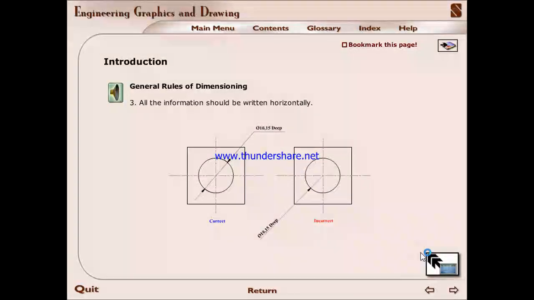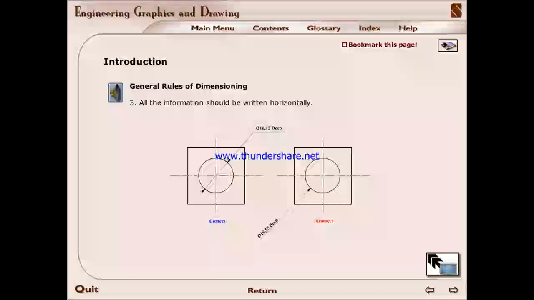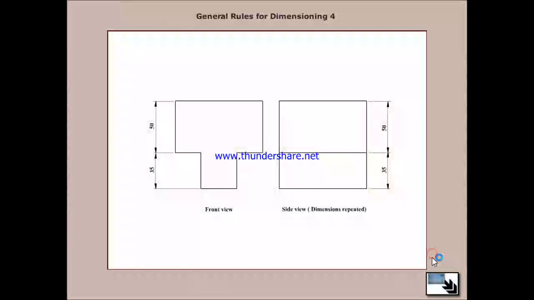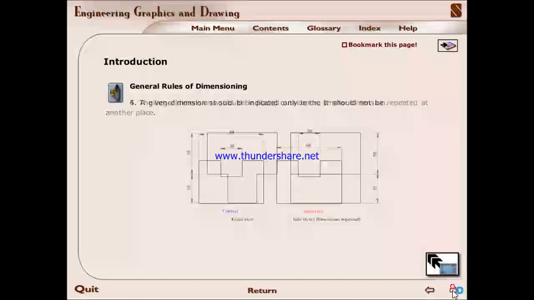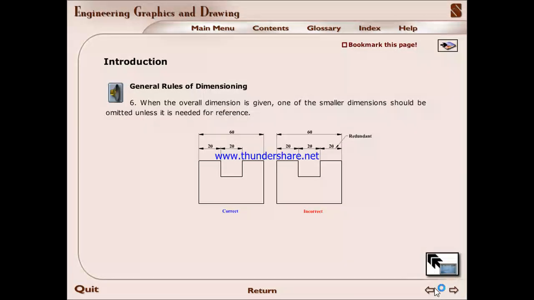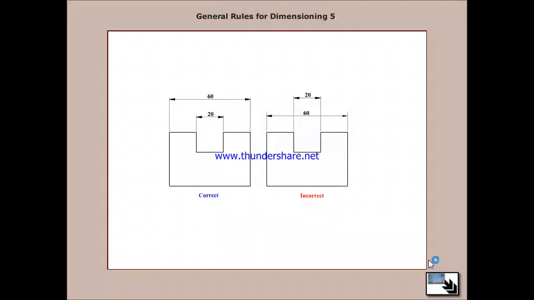All the information should be written horizontally. A given dimension should be indicated only once. It should not be repeated at another place. The larger dimension should be placed outside the smaller dimension.